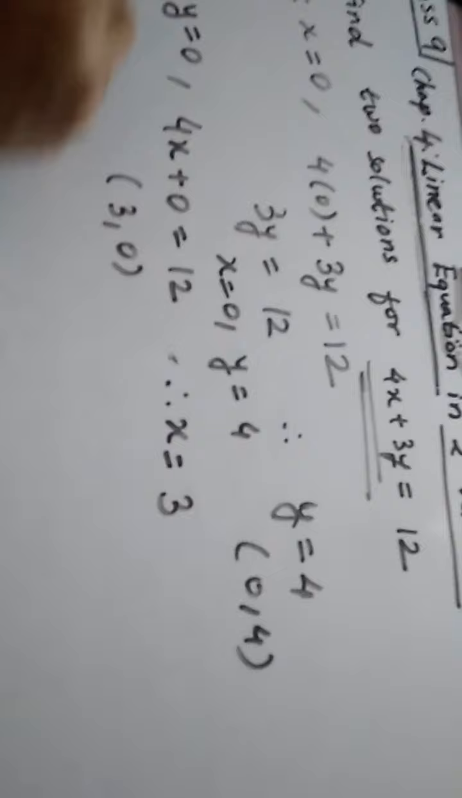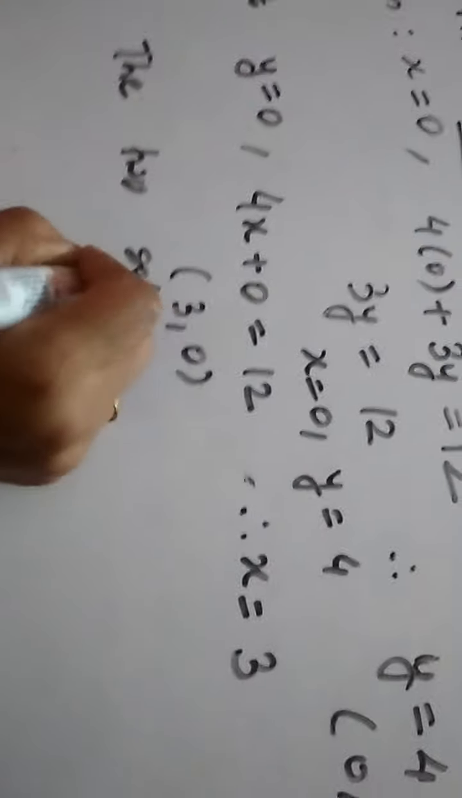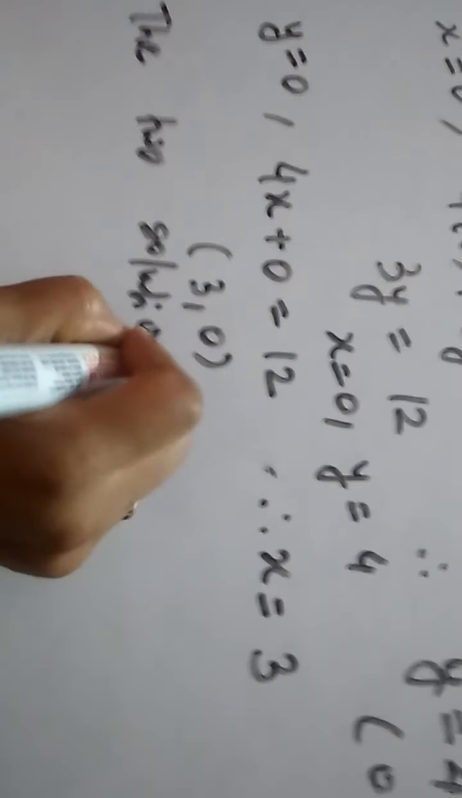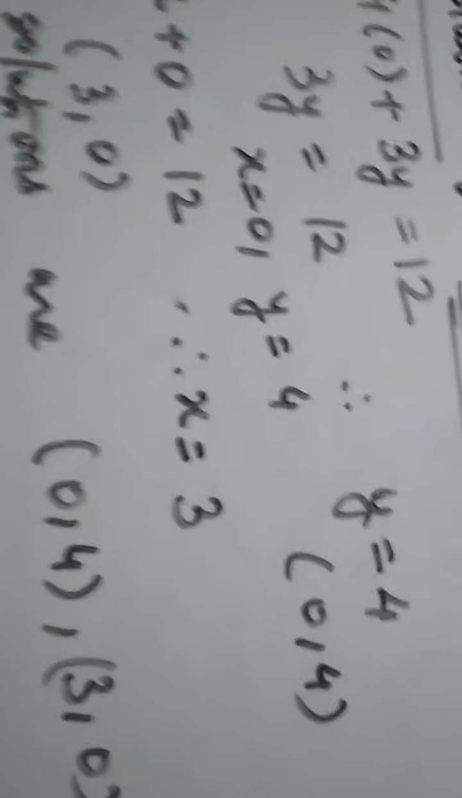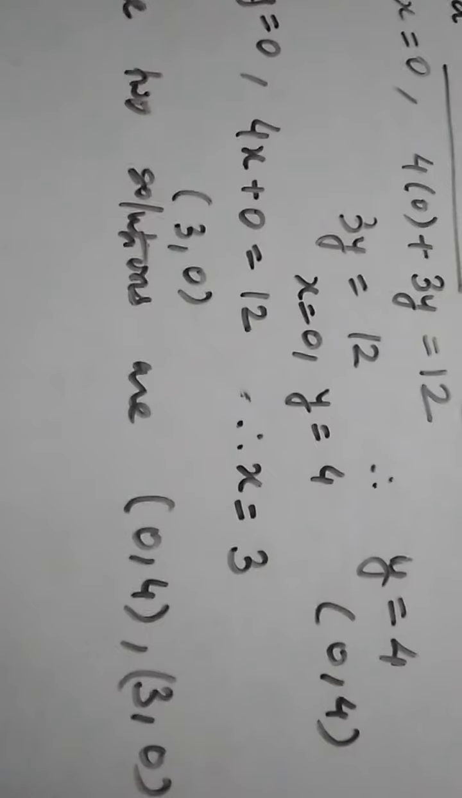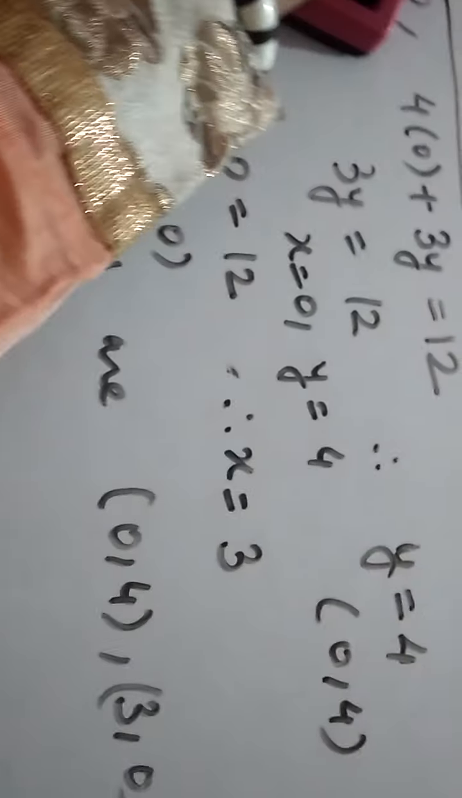So, what are the solutions for this? Two solutions. The two solutions are first 0, 4 and another is 3, 0. You are able to understand and solve this. See, we always need to find at least 2 solutions whenever you want to find a solution. If they have told you to find more, you have to find more solutions. Right. Now, we will see an exercise example.